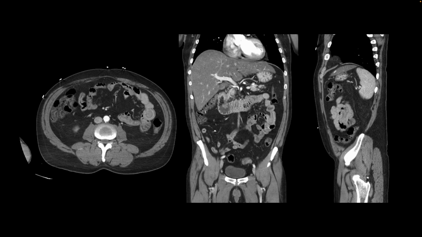This is our next patient, and the finding is incidental. Right here at the left side of the abdomen, there is a loop of bowel inside the other. So also seen right there, this is intussusception. Right there on the sagittal image.